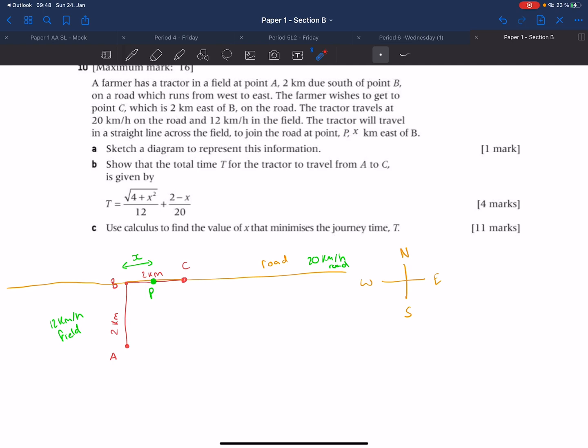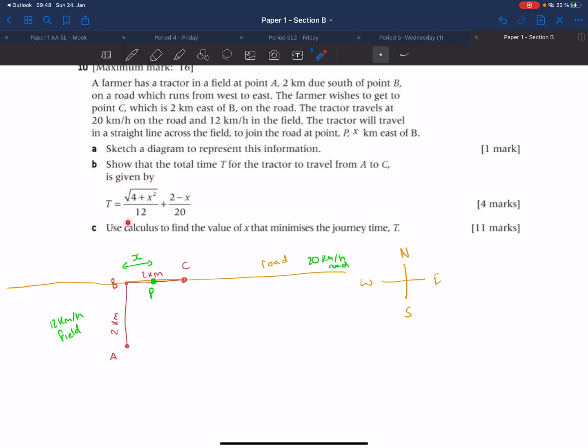Right, then it says, show that the total time t for the tractor to travel from A to C is given by that rather complicated looking function there. If I think about this, there's two different things going on. There's the time the tractor takes to travel from A to P across the field, at 12 kilometers per hour. And then there's the time it takes to travel from P to C, at 20 kilometers an hour.